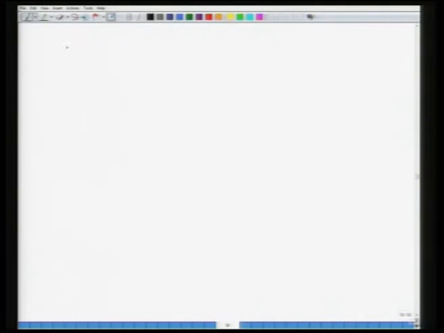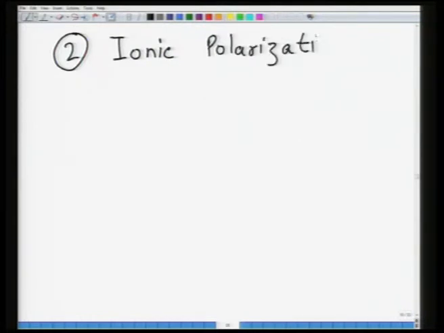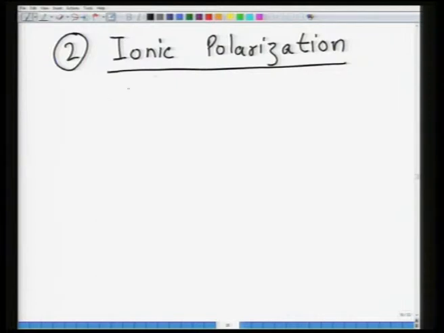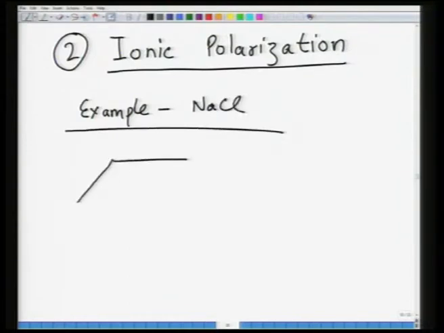Now, the second mechanism of polarization is ionic polarization. This ionic polarization is a mechanism which happens in solids which are ionically bonded. For instance, let's take the structure of sodium chloride. It's an FCC structure. So just take the example of sodium chloride.